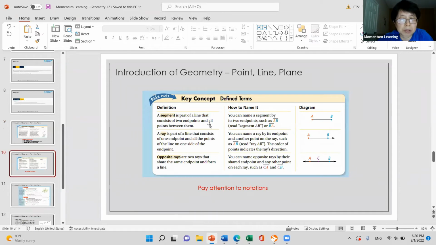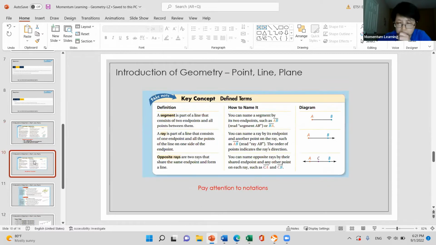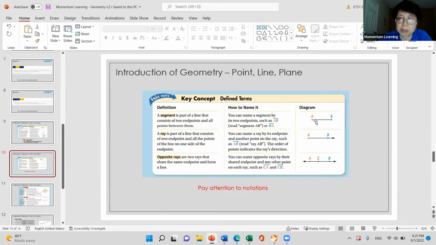All right, now we just learned the line. When you draw the line, you need to draw these arrows in the two directions, right? Now we learn that if you take only part of this line, it forms a segment. You see this A and B as the endpoints. In this case, we call this a segment, and A and B are the endpoints of this segment.